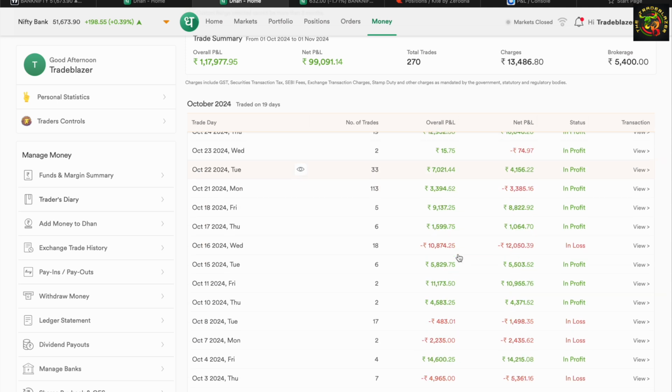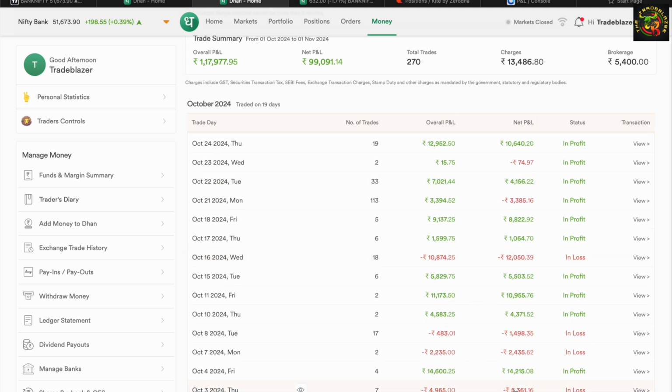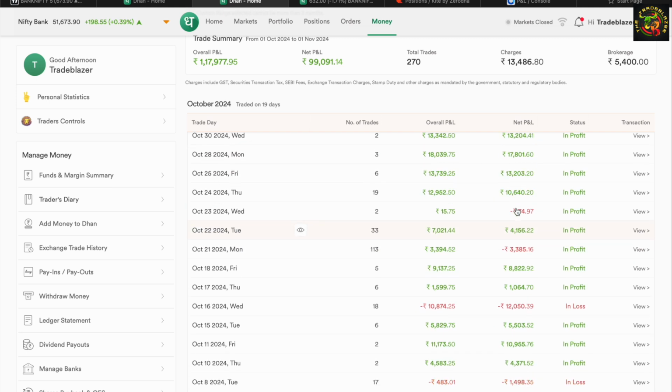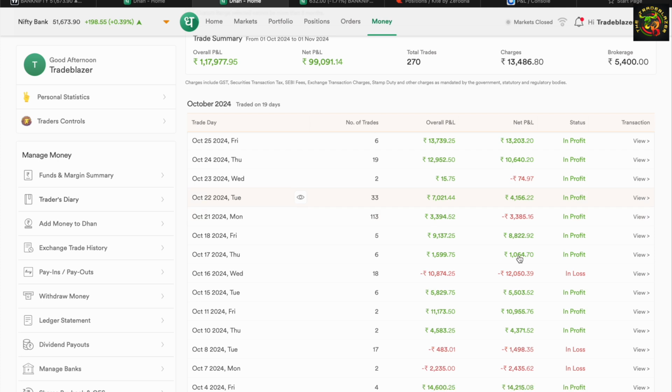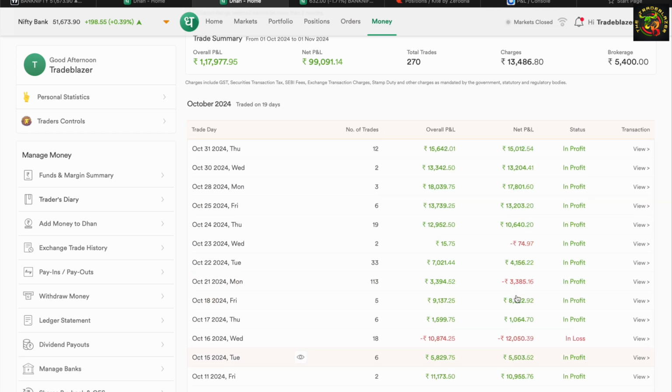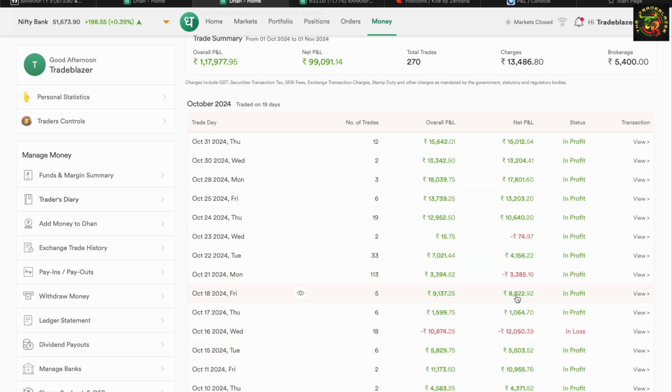What about risk reward? You can see that while losing, I have lost 5,000, 2,000, 1,500, around 12,000, 3,000. Those were my losing days. On winning days, I'm winning like 15,000, 13,000, 17,000, 13,000, 10,000, 4,000, 8,000. So in terms of risk reward as well, it is pretty good.